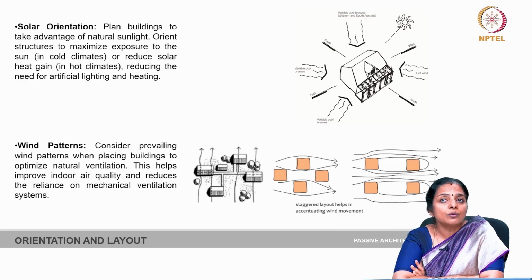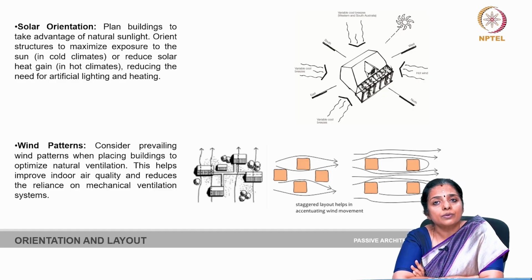Energy efficient use of sunlight reduces reliance on artificial lighting and heating, while proper solar orientation enhances occupant comfort. We need to take care to ensure that we orient structures to maximize exposure to the sun in cold climates or reduce the solar heat gain in hot climates while reducing the need for artificial lighting and heating.